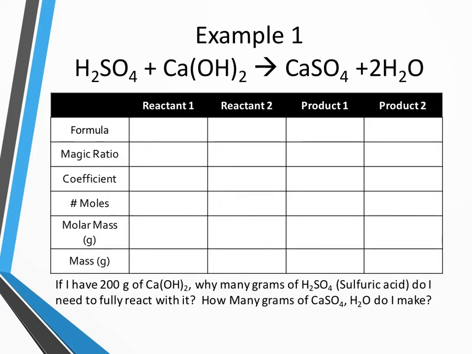Now, reactant 1 would be H2SO4. Reactant 2 would be calcium hydroxide. Product 1 would be calcium sulfate, and product 2 would be water. And I'm going to show you how this is set up in the next slide. But here's our problem. If we have 200 grams of calcium hydroxide, which is this, how many grams of sulfuric acid do we need, and how much calcium sulfate and water do we make?